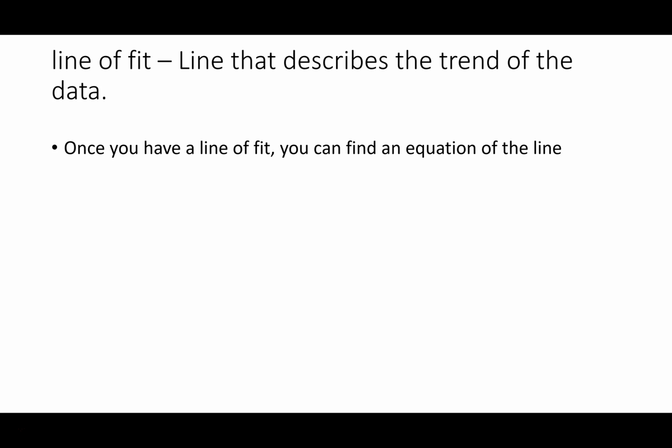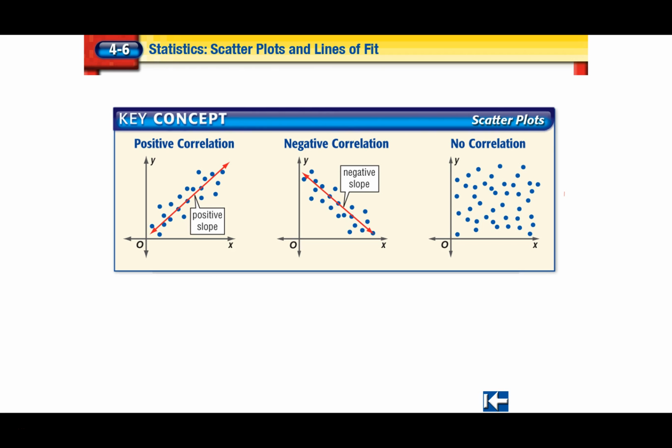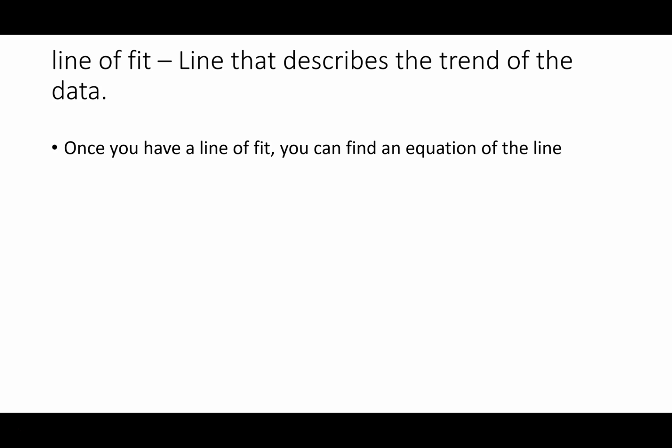So the line of fit is the line that describes the trend of the data. Once you have a line of fit, then you can write an equation for that line. So here's the data. Here is the line of fit. And there would be no line of fit when there's no correlation. So that's what you're going for. And then we're going to try to find that equation today.